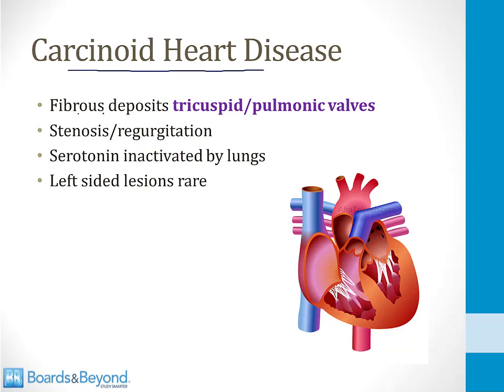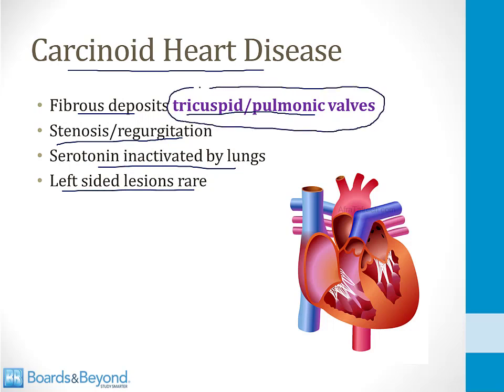This results from fibrous deposits on the tricuspid and pulmonic valves that lead to stenosis or regurgitation. As I said before, serotonin is inactivated by the lungs, so left-sided lesions are rare. It's usually the tricuspid and pulmonic valves that are involved. And tricuspid and pulmonic valve lesions are relatively uncommon, so when you do see this in a board question, one of the things you should think about is carcinoid heart disease as an underlying cause.